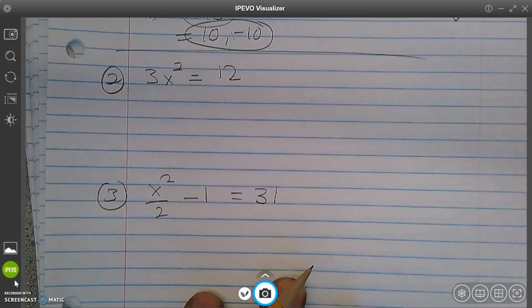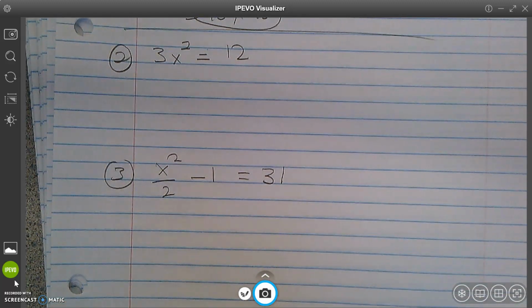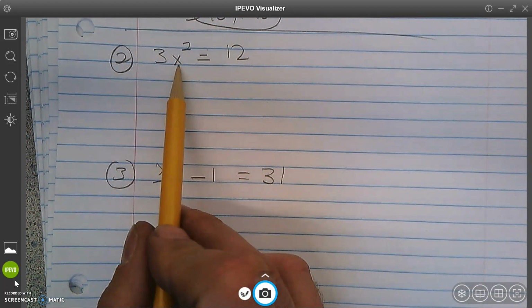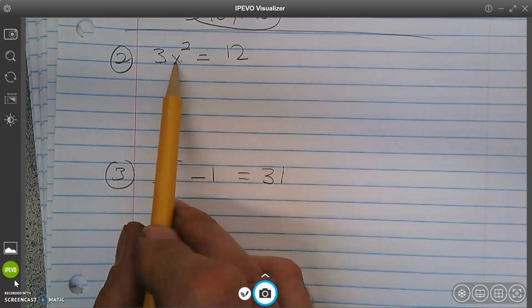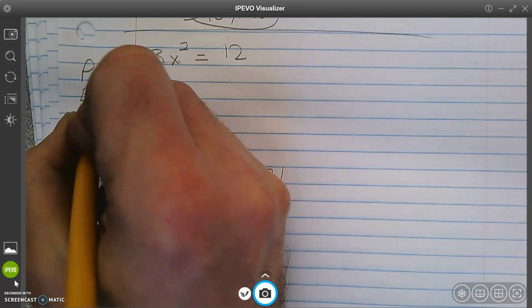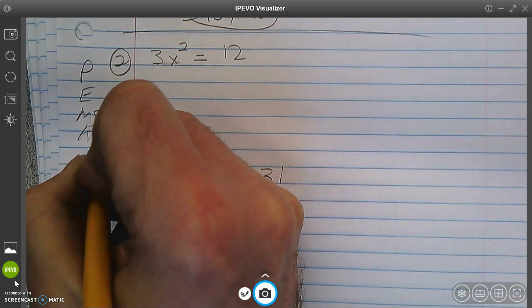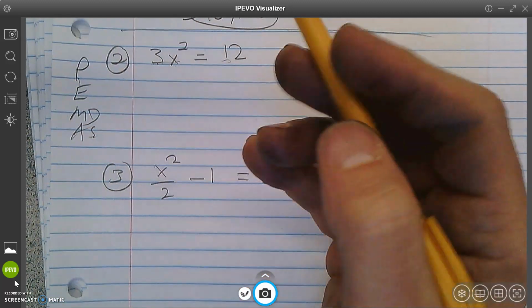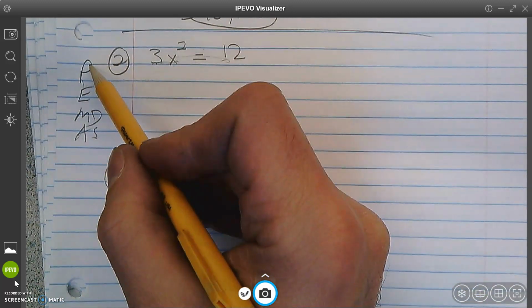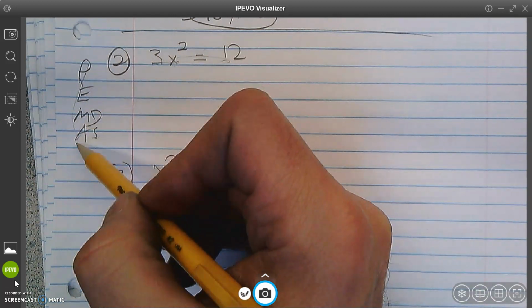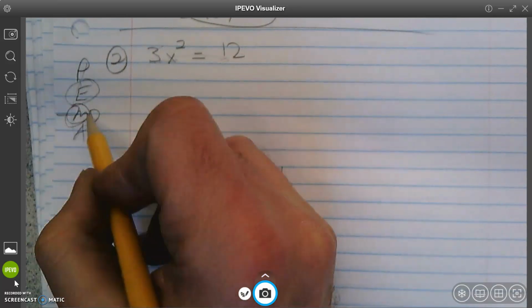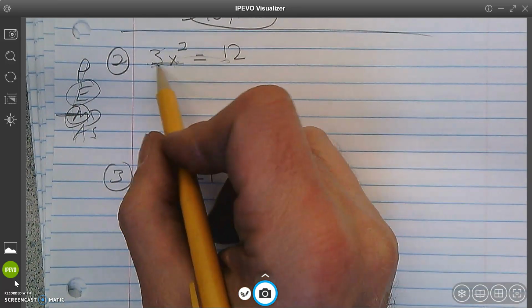3x squared equals 12. The first thing we do is always isolate the x, so I do kind of reverse PEMDAS. When you're undoing operations, you go from the bottom to the top. When you're doing them regular, like for order of operations, you go from the top to the bottom. So in this case, multiplication and then exponents, I do multiplication first, so I get rid of that.